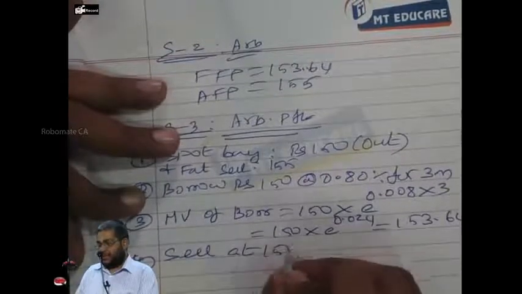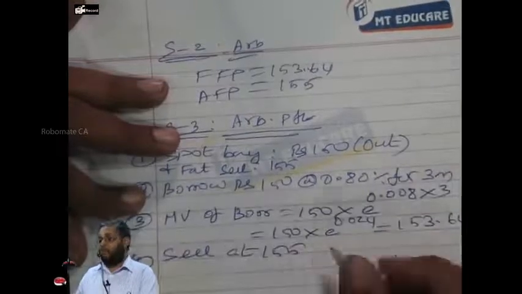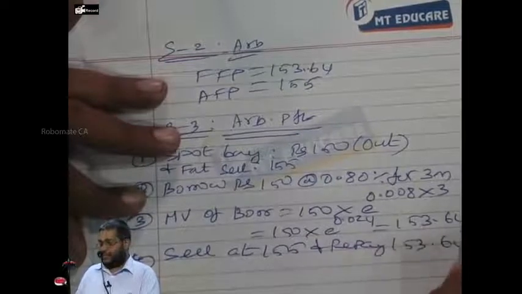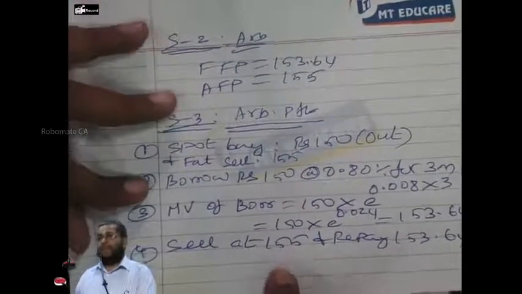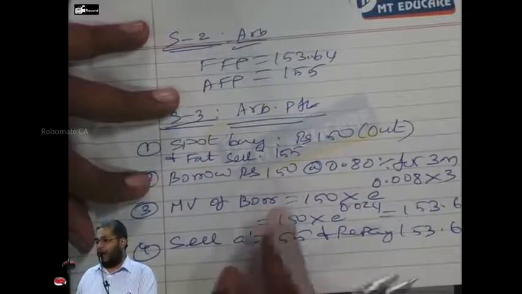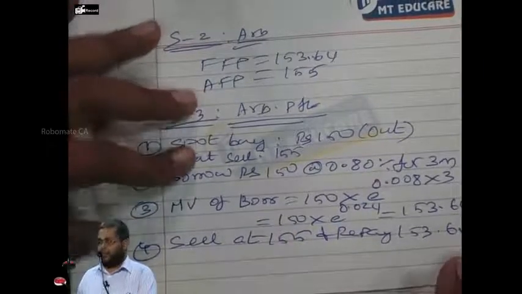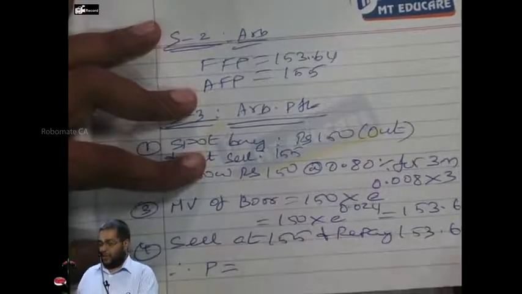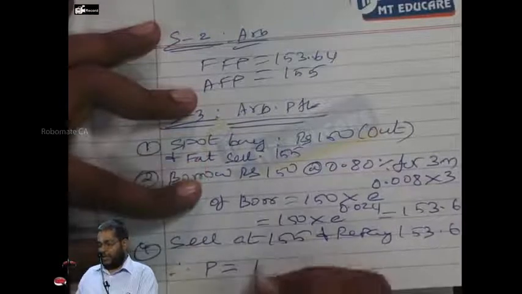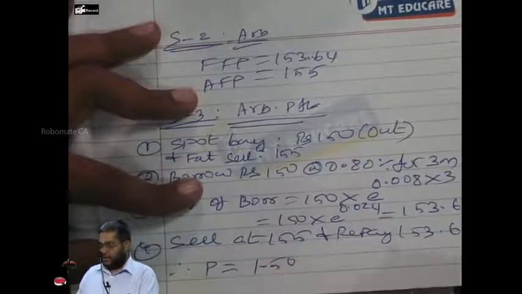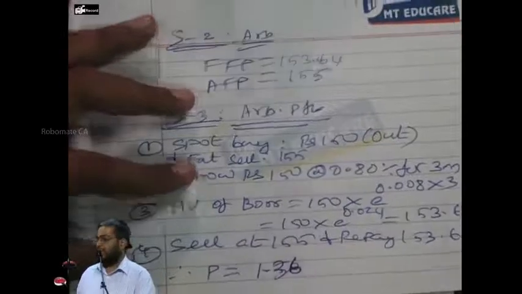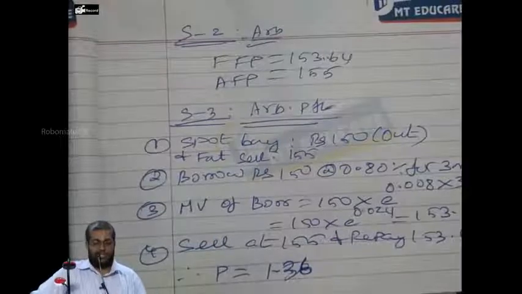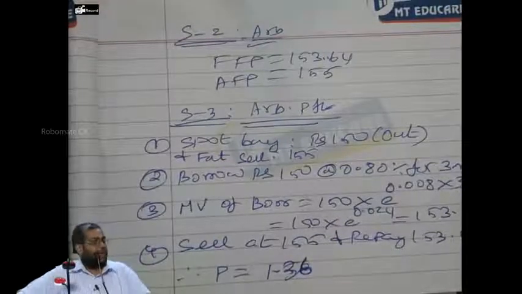Next is point 4: sell at 155 and repay 153.64. Whatever may be the future price, I have a contract to sell at 155 and repay 153.64. Therefore, profit is equal to 155 minus 153.64. What is the profit here? Profit is equal to 1.36. That's how the examination answer is done.